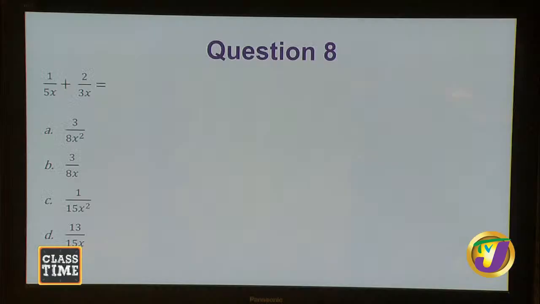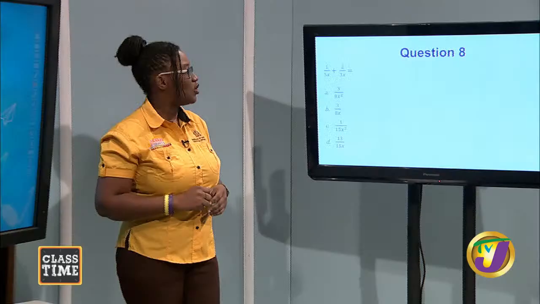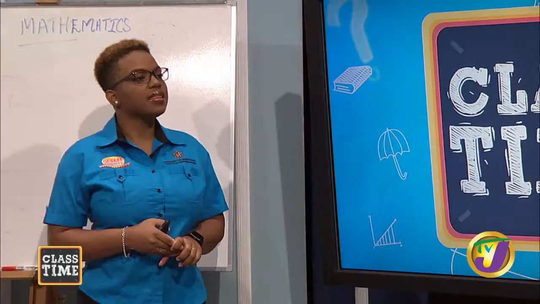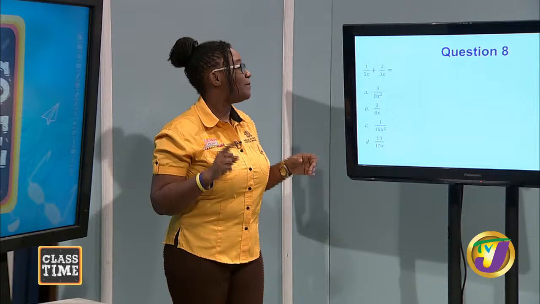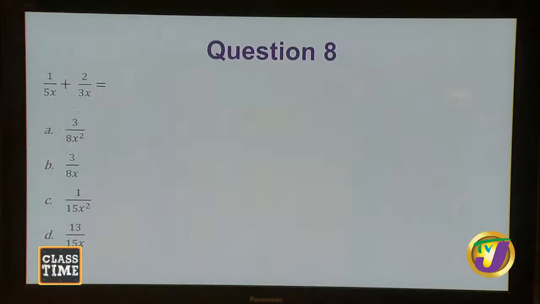All right, question 8. This one is fairly simple. It's a fraction addition. Sometimes students get scared of fractions, especially algebraic fractions, but they operate on the same principle. So what do we need to do first? Find the LCM. But when we're looking at the LCM, we know this LCM could never be 8x squared, because 8, first of all, is not even a multiple of 5 and 3. So we can go ahead and eliminate A and B, for sure.